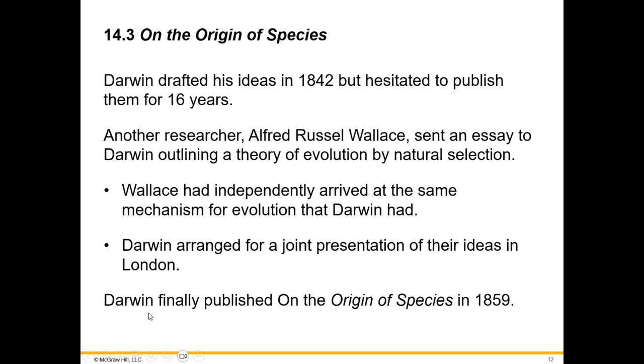Darwin was excited by this idea. He arranged for a joint presentation of their ideas in London. Unfortunately, that presentation never happened because the day before, Darwin's daughter actually drowned, and so they canceled the presentation. Obviously, Darwin was devastated, but he did later go on to publish his manuscript on the origin of species in 1859, so 16 years after he had completed that work.